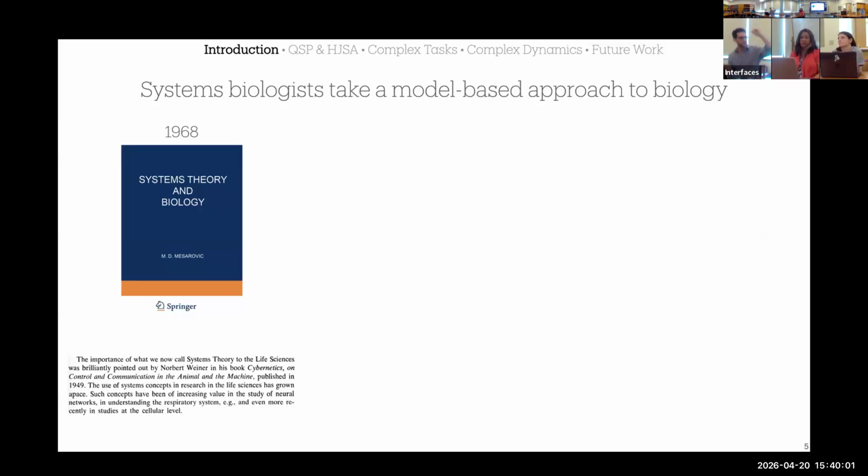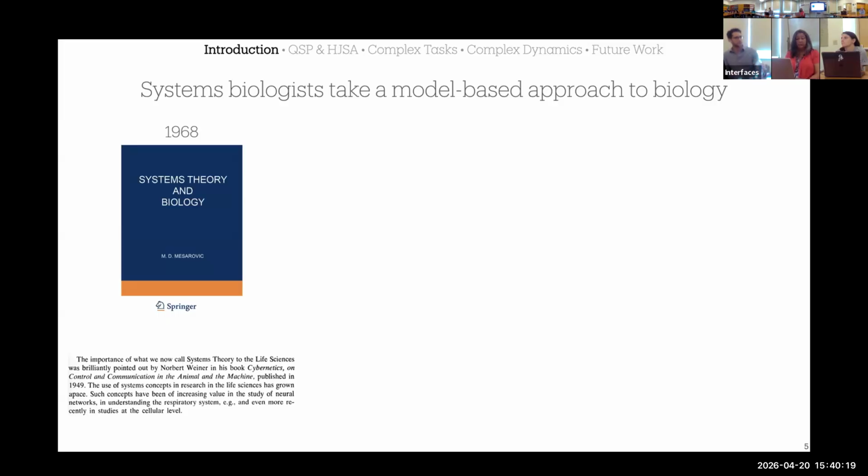So this was the first instance I could find in the literature of the term systems biology, from this conference on systems theory and biology. And I think this quote from this conference book is actually really cool because they're talking about Norbert Wiener, who's one of the original control theorists.